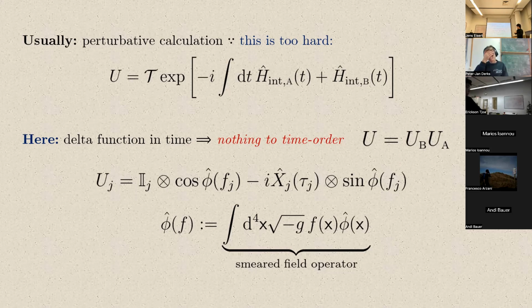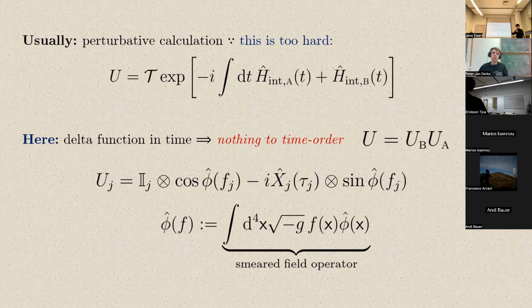Okay. And phi of f is a shorthand for the smeared field operator. So you take the field operator and you just integrate over the interaction region. And actually, for technical reasons, this is the well-defined operator in quantum field theory. So phi of x is actually an operator-valued distribution. So it's a little bit like a delta function. So it's not really an operator.